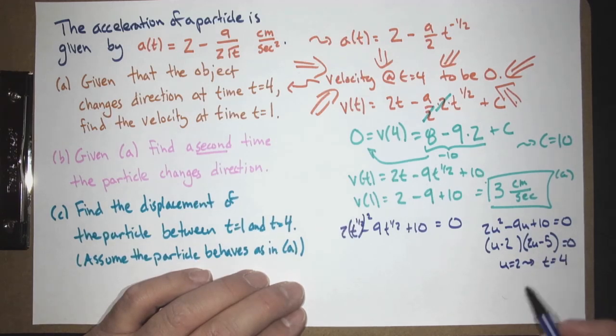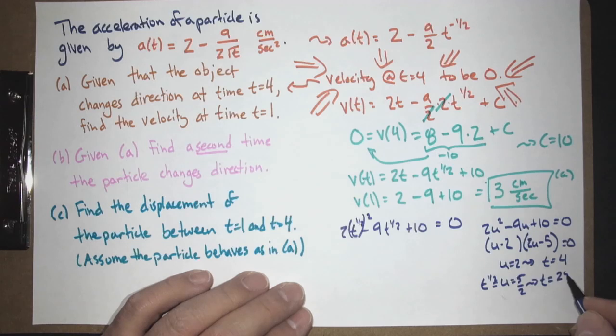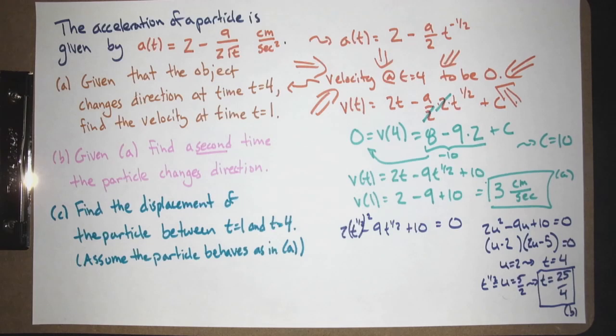What about 2u minus 5? When does that equal 0? Five halves. What time does that correspond to? Because remember, u is t to the 1/2. So t would be 25/4. Exactly what you probably thought when you looked at that. It's like, of course it's 25/4. What else could it possibly be?